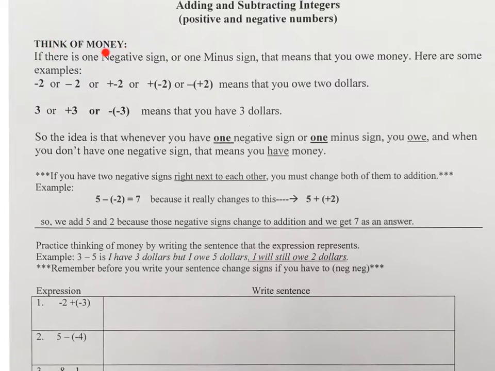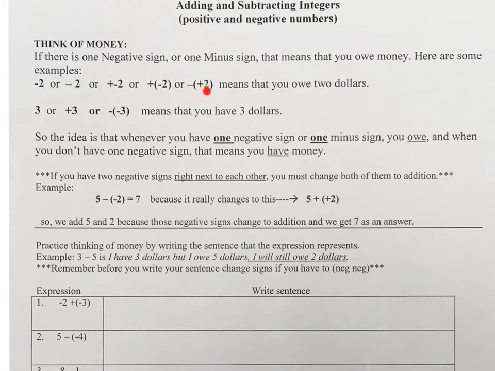Thinking of money, okay? If there's a negative sign or a minus sign, that means that you owe money. If there is no negative sign or no minus sign, that means that you have money. So if we look at this example right here, the negative 2, that means you owe $2, or the minus 2, it means you owe $2. Even this plus negative 2, there's still a negative sign right there, that means you owe $2. Or plus and in parentheses negative 2, you still owe $2.